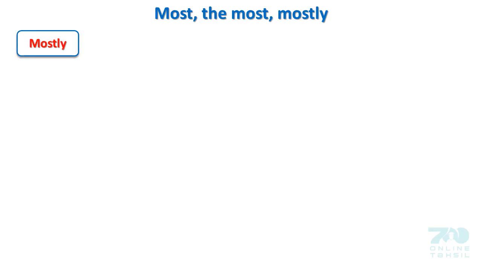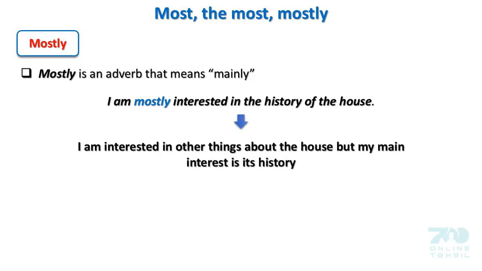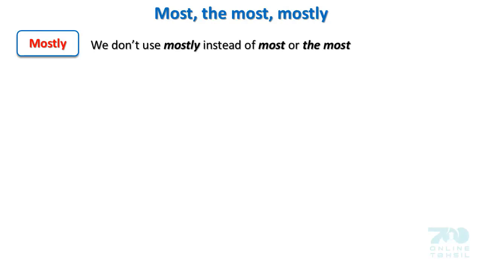Mostly. Mostly is an adverb that means mainly. I am mostly interested in the history of the house. I am interested in other things about the house, but my main interest is its history. We don't use mostly instead of most or the most.